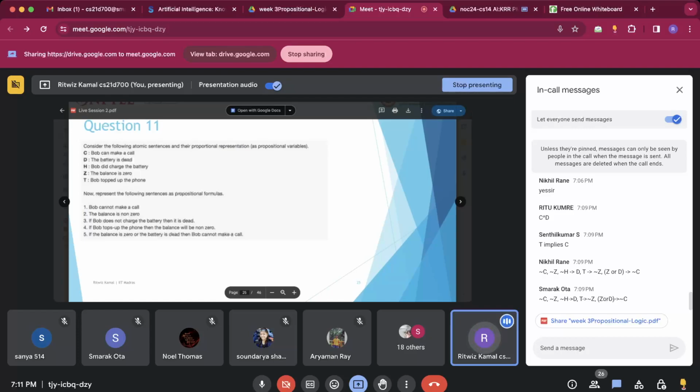Okay, and let's consider the last statement, which is if the balance is 0 or the battery is dead, then Bob cannot make a call. So this has three parts. First is the balance is 0, which is Z. Second part is the battery is dead, which is D. And remember there is an or between these two, right? So we have Z or D, and on the other side of this we have Bob cannot make a call, which is not of C. So we will have Z or D implies not of C.